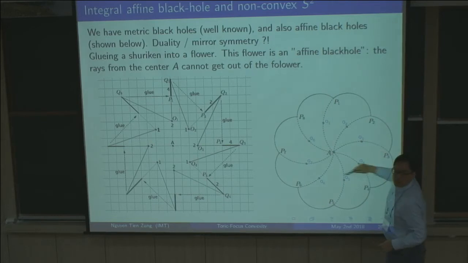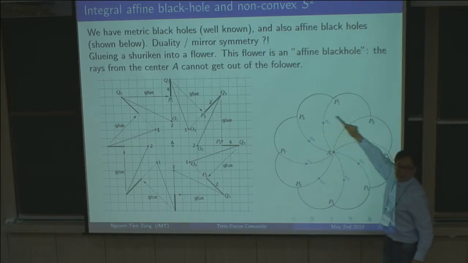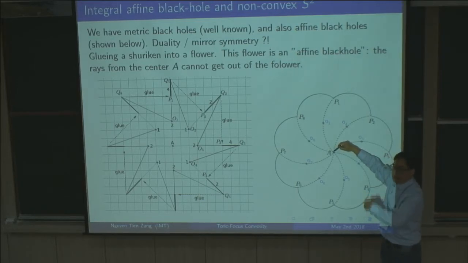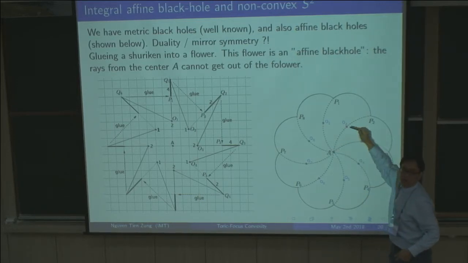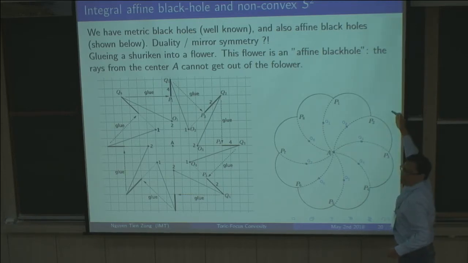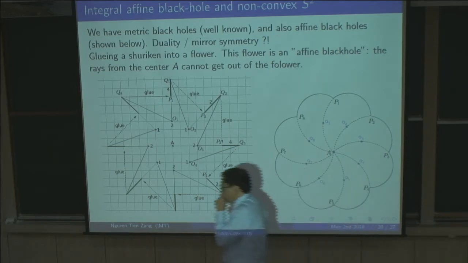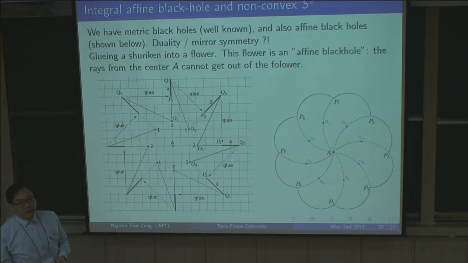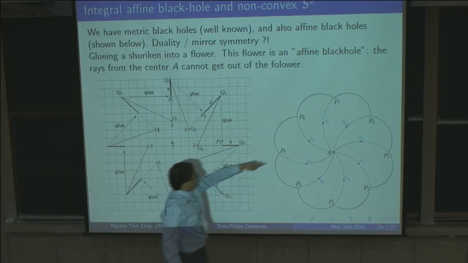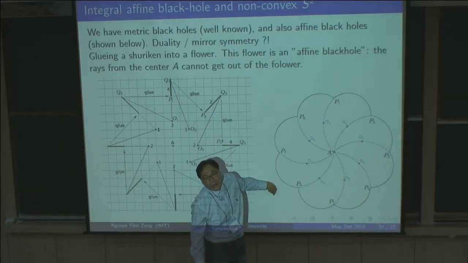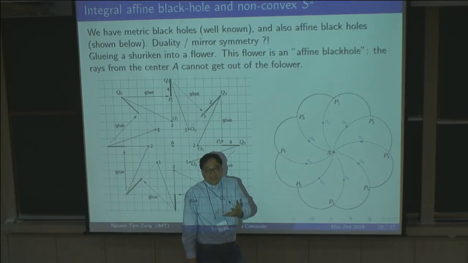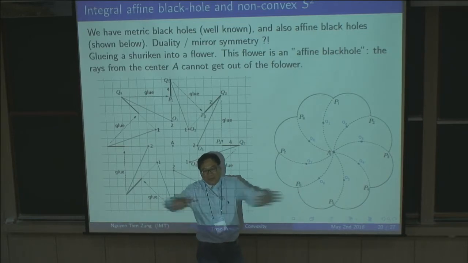So any straight line coming from A will get stuck inside this picture. You can see that it will get stuck. It means that any light ray coming from A, any straight line, can never get out of this flower. So it can never go to the other side of the sphere. And that is the global non-convexity. That's only true for straight lines starting from A. Of course, if you start from somewhere else, it might very well get out.